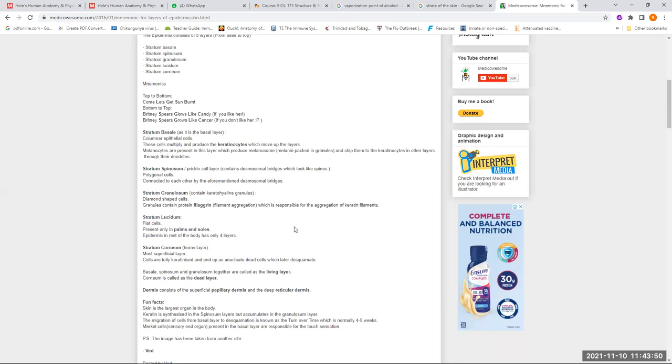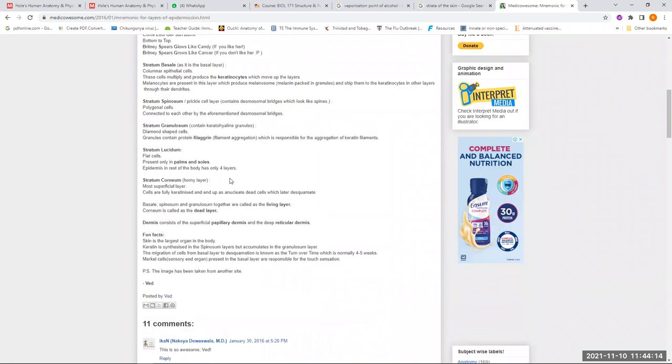Come, let's get sunburnt. And the reason why, in terms of the cells, the basale has columnar epithelial cells that multiply and produce the keratinocytes, so it produces keratin, right? The spinosum, the prickly cell layer, looks like spines. That is why they call them spinosum, because they contain bridges which look like spines. Then you have the granulosum, they do have granulin, and these are responsible for the aggregation of keratin filaments.